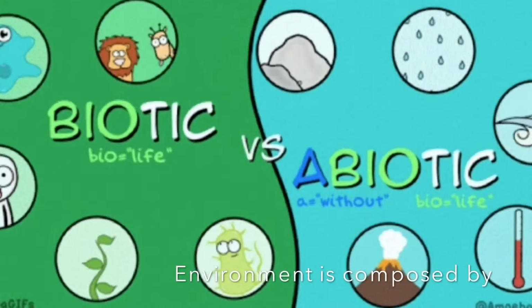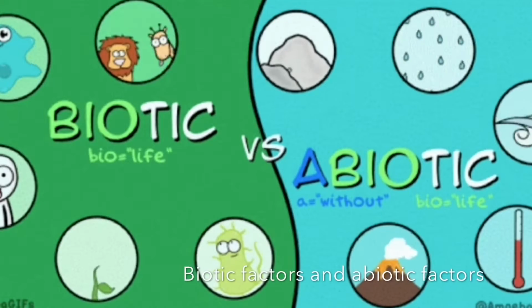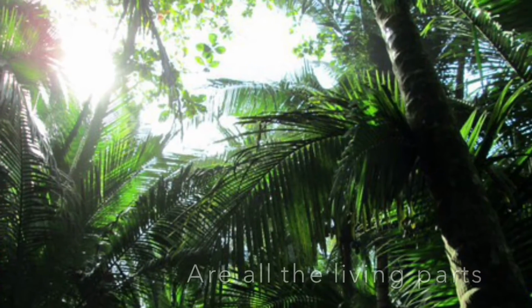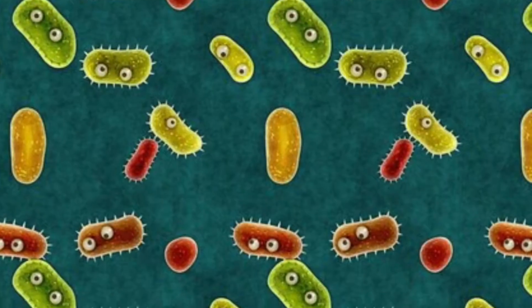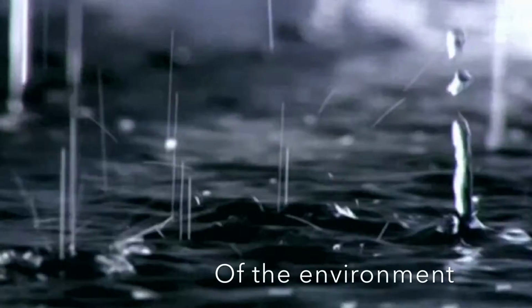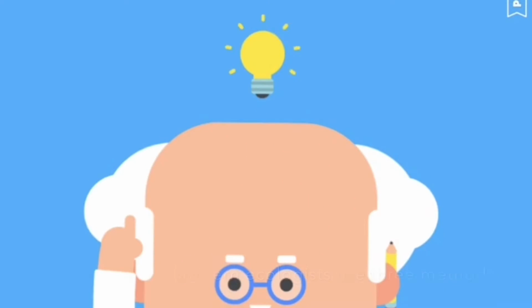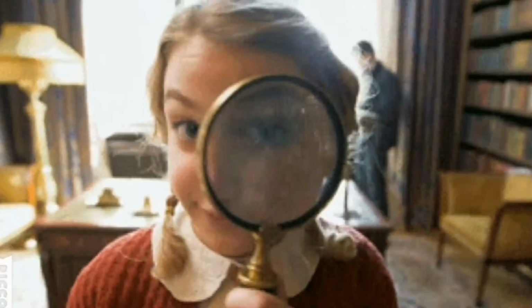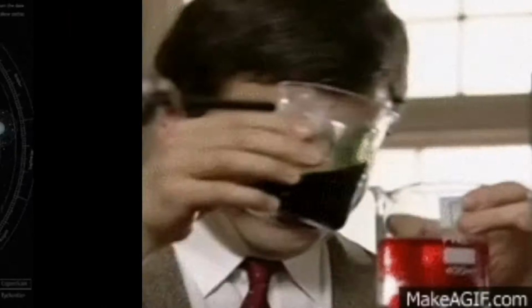Environment is composed of biotic factors and abiotic factors. Biotic factors are all the living parts of the environment. An abiotic factor is any non-living part of the environment. Modern ecologists use three methods called ecological methods, which are observation, experimentation, and modeling.